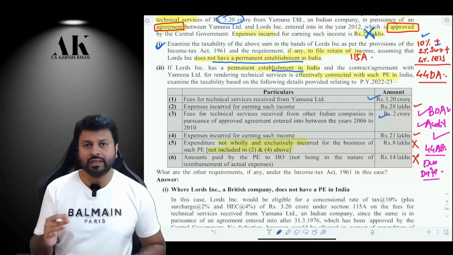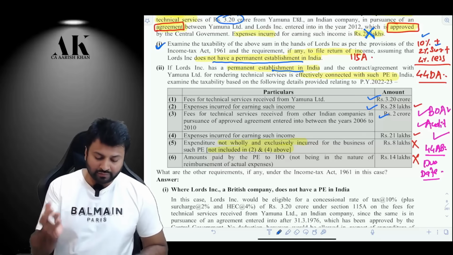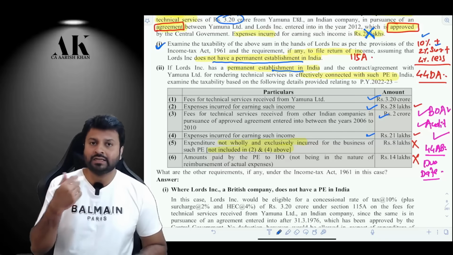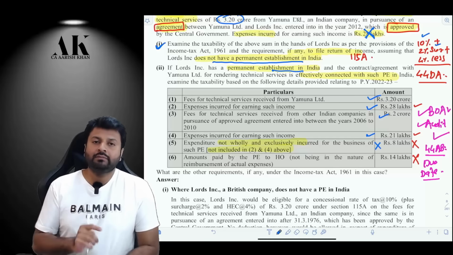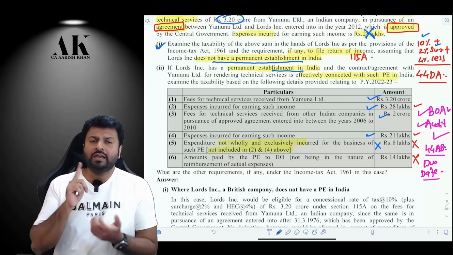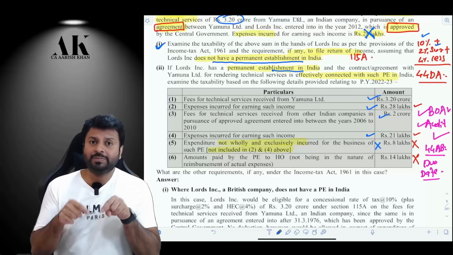Now, in 44DA, you get deduction of expenses. You will first of all get this deduction of 28 lakhs incurred for earning such income, then this 21 lakhs incurred for earning such income, but you will not get this 8 lakh rupees deduction. Why? Because in 44DA, it is very clearly written that if an expense is not incurred wholly and exclusively for this branch, for this PE, then it is not allowed.